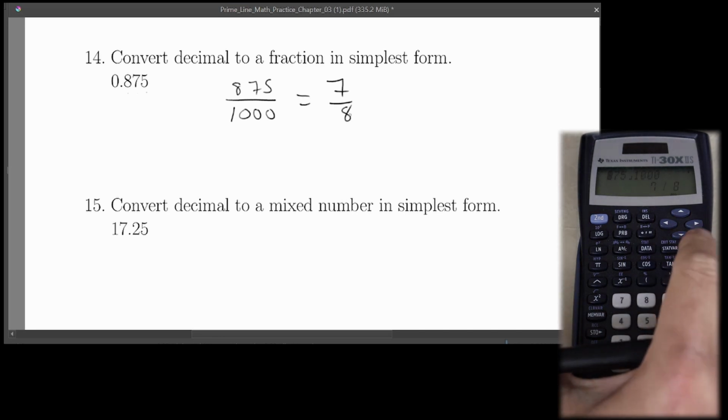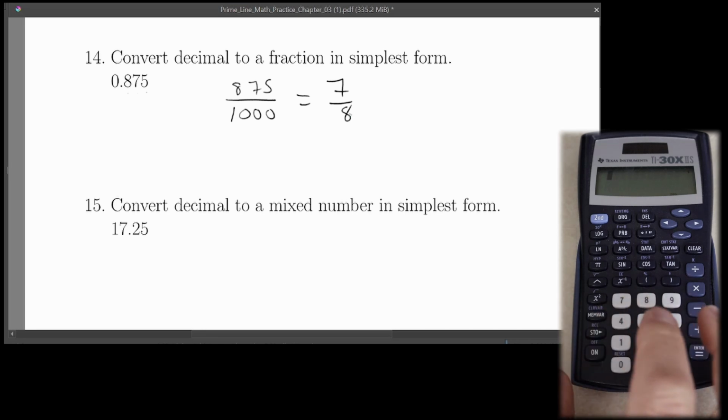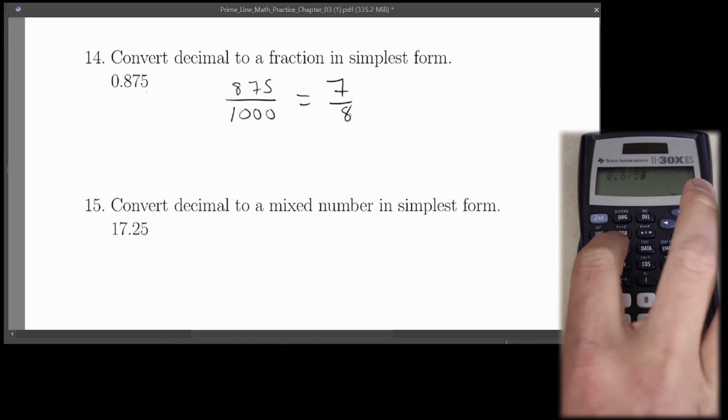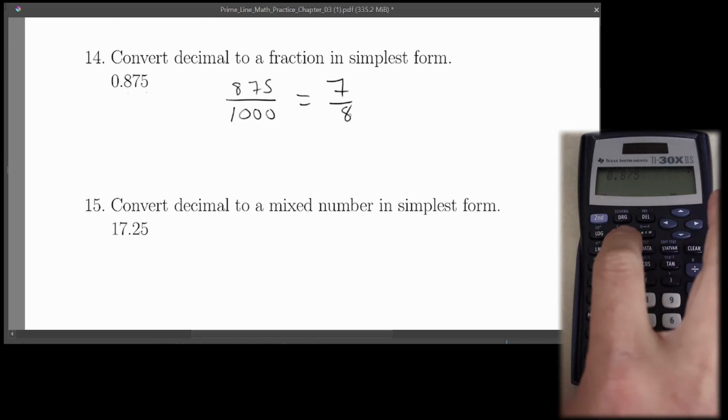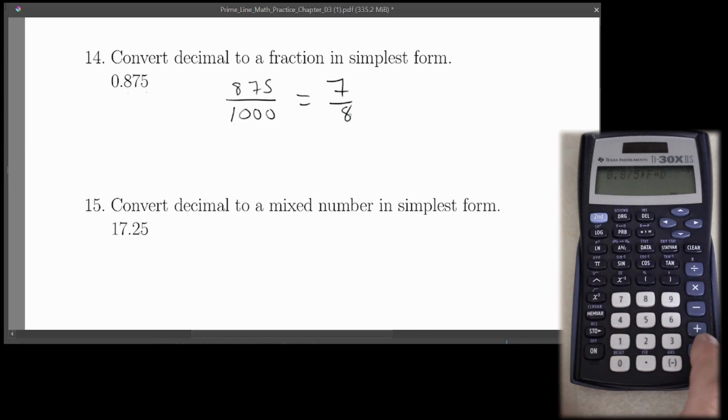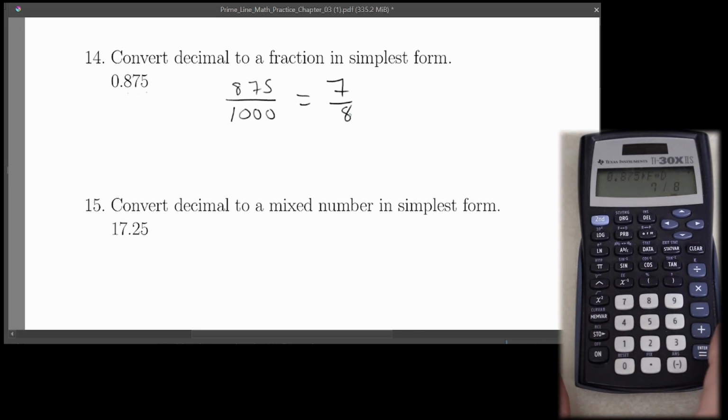Okay. Another way of doing this on the calculator is we can type in the 0.875, and up here where it has the blue F to D, that's our fraction to decimal, we can hit second F to D and we can change it from a decimal to a fraction and get our 7/8 back that way.